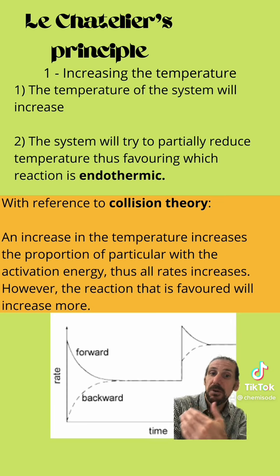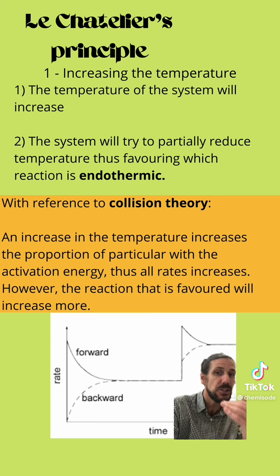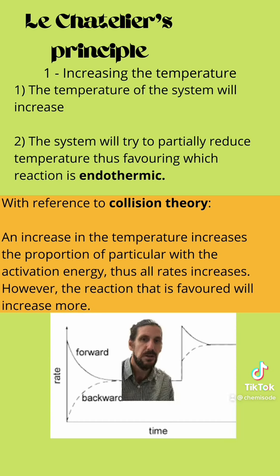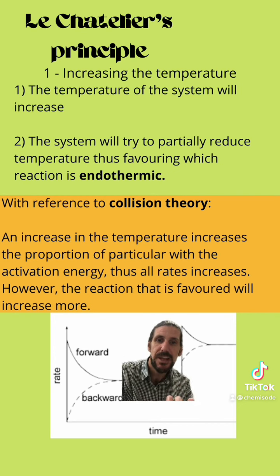Well, the rate of both the forward and the reverse reaction both spike. The reason? Because we have a greater proportion of particles with the activation energy. So therefore you can see on the graph here, when I increase temperature right about here, both the forward and reverse reaction spiked. But an interesting thing here is you can see that one of these rates spiked more than the other one because that direction was favoured.